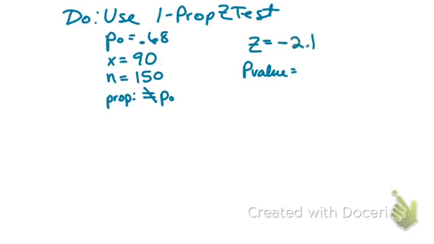Negative 2.1. So what does that mean? That means that our sample was 2.1 standard units below the 68%. That means our sample showed that less than 68% of students at McKinney-Boyd High School have never smoked.